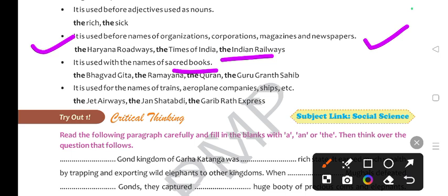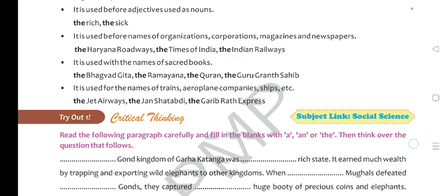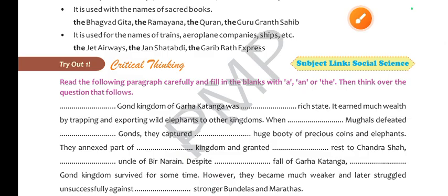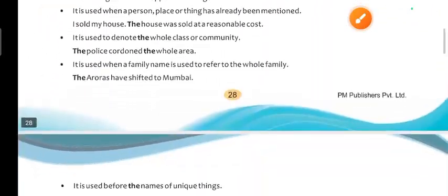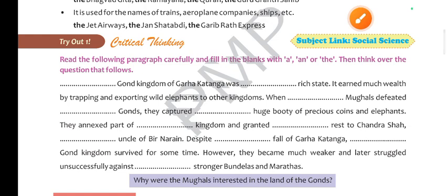It is used for the names of trains, airplanes, companies, ships, etc. For example, the Jet Airways, the Jan Shatabdi, the Garib Rath Express. See, what you are supposed to do is cram and memorize all these points. This will help you to understand.